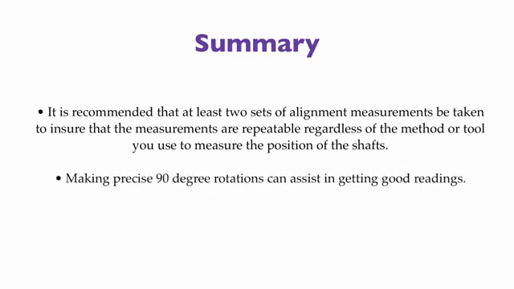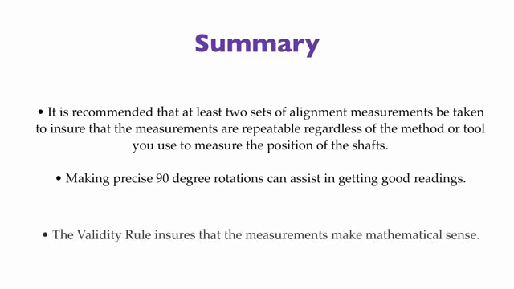The more precise your angular sweeps are, the more accurate your readings will be. Try to rotate as close to 90 degrees each time you take a set of measurements. The validity rule helps ensure that you are getting good measurements, and it can be a lifesaver if you can't rotate all the way around a shaft.